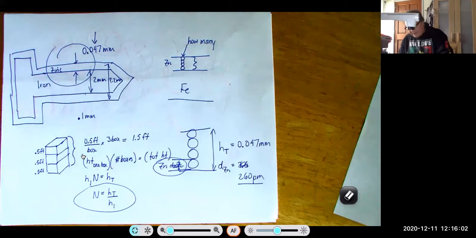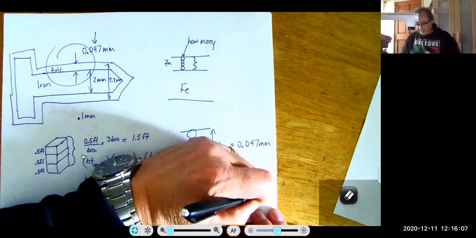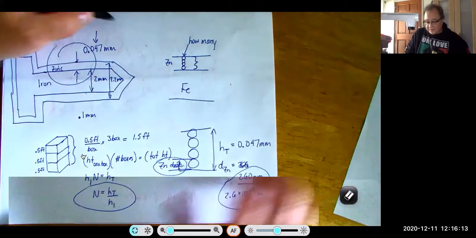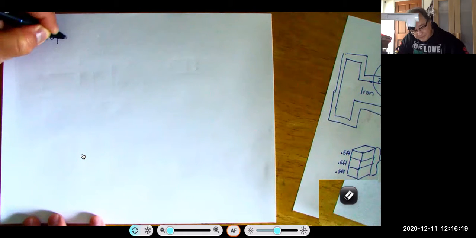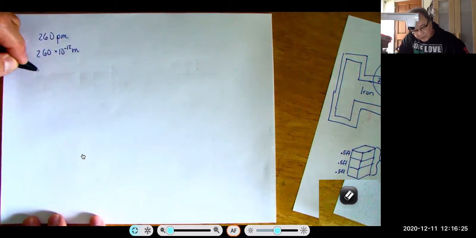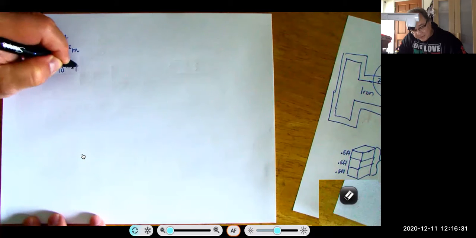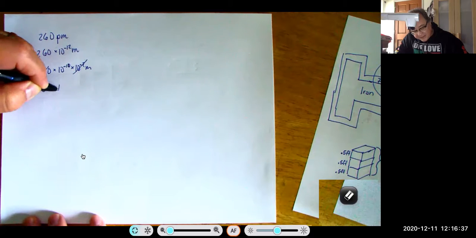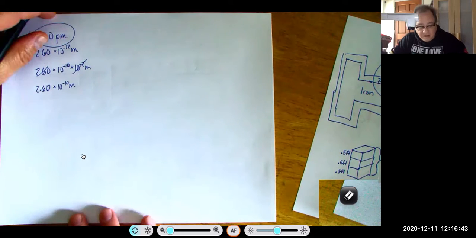Okay, but nonetheless, they have a 2.6 times 10 to the minus 12 meters. And these actually make sense, and I'll show you why on another sheet of paper. So 260 picometers is 260 times 10 to the minus 12 meters, which is 10 times 10 to the minus 2 meters. And if I combine these two together, I get 2.6 times 10 to the minus 10 meters. Okay, so 260 meters is the same as what I'm seeing on my browser.